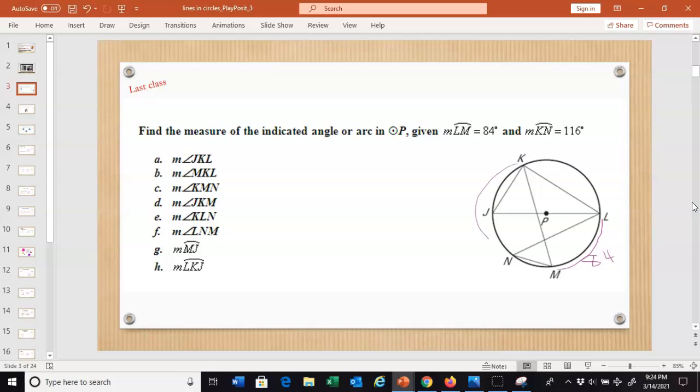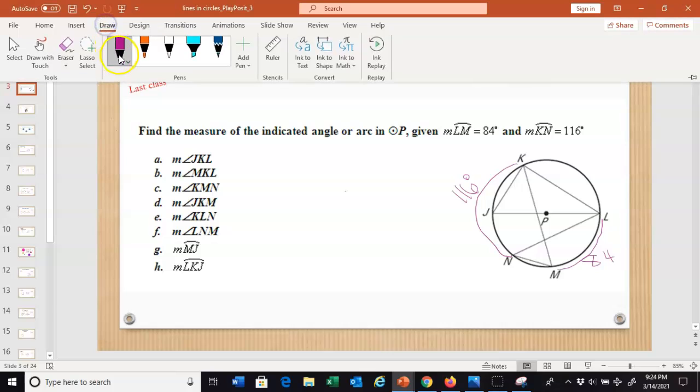Now we know it goes this direction because 116 is less than 180. It's also just two letters. So that's how we know it doesn't go the other way in this direction. It's a minor arc.